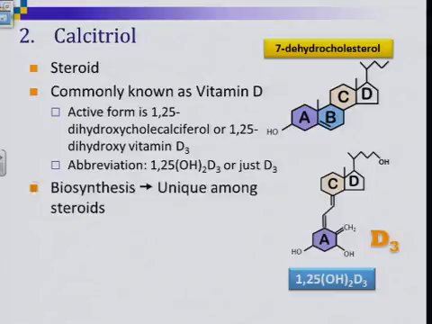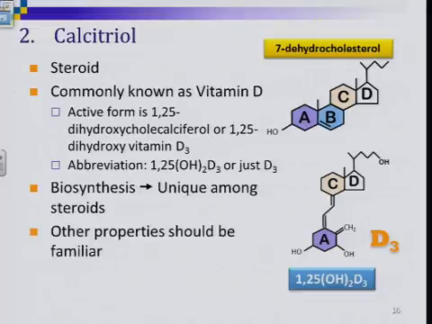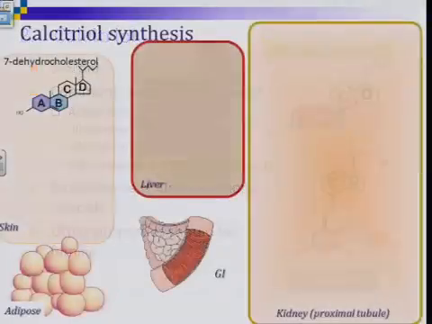Okay. So its biosynthesis is unique among steroids. Right? So this is the one exception. The pathway I showed you for cortisol and I'll show you for androgens and estrogens does not apply here. This is the one steroid that has its own biosynthetic pathway. But its other properties should be pretty familiar to you by now.